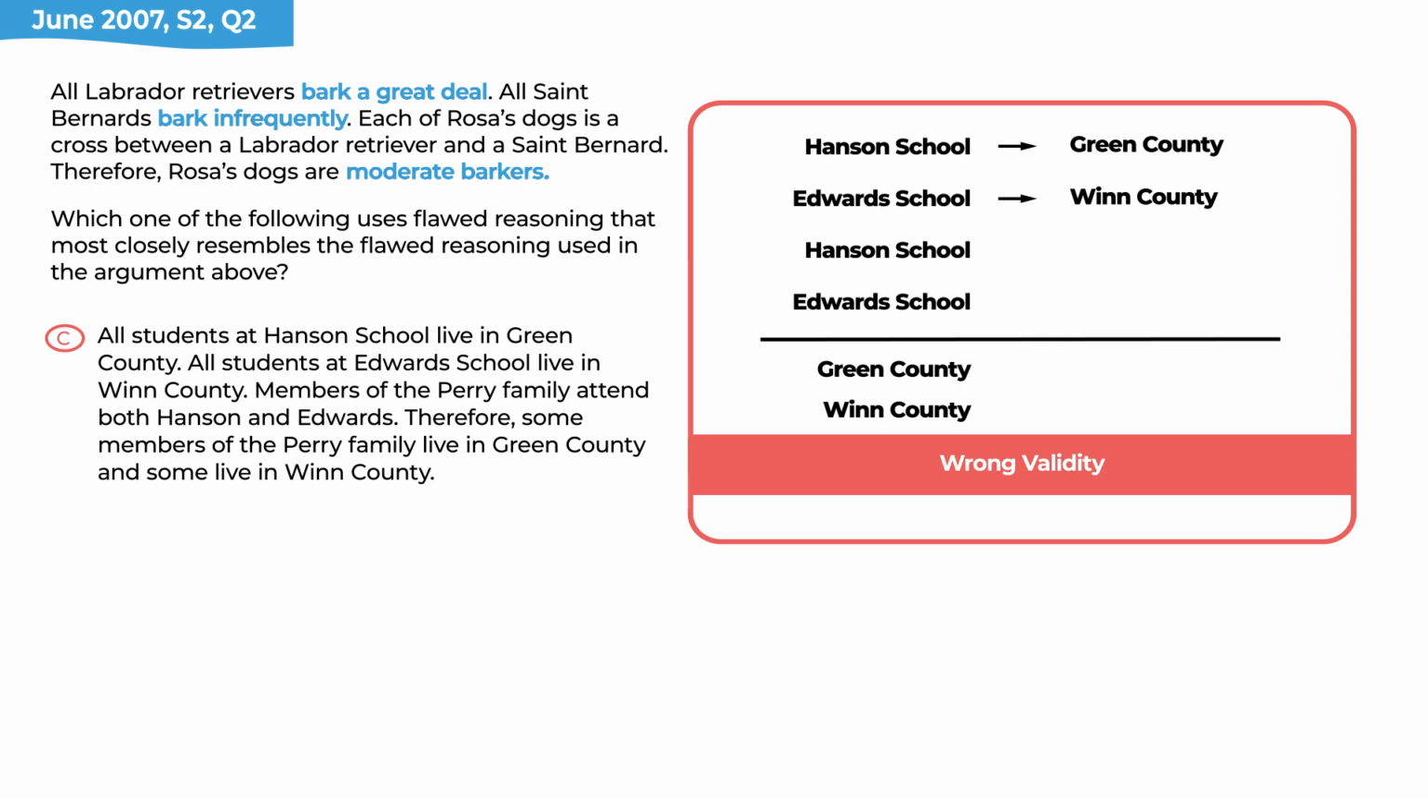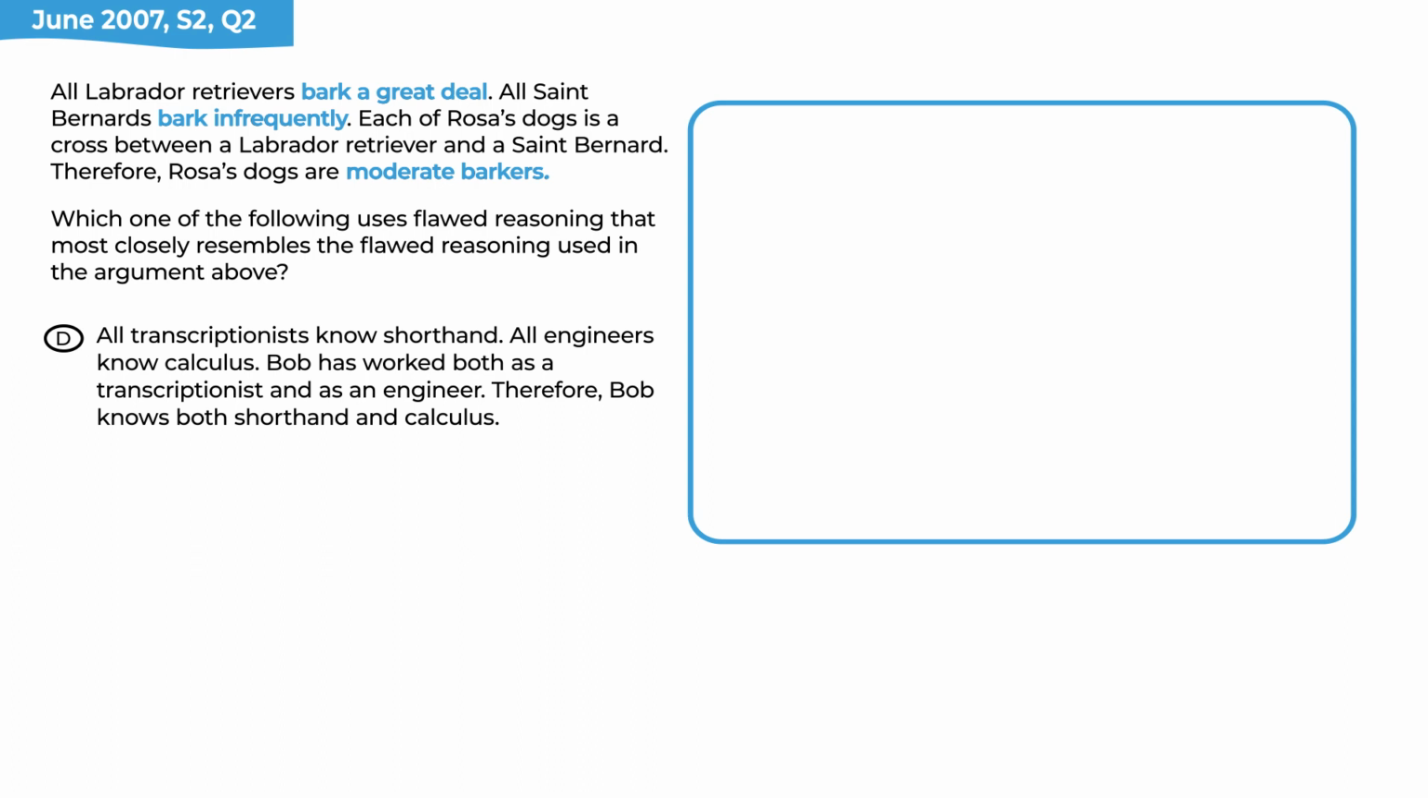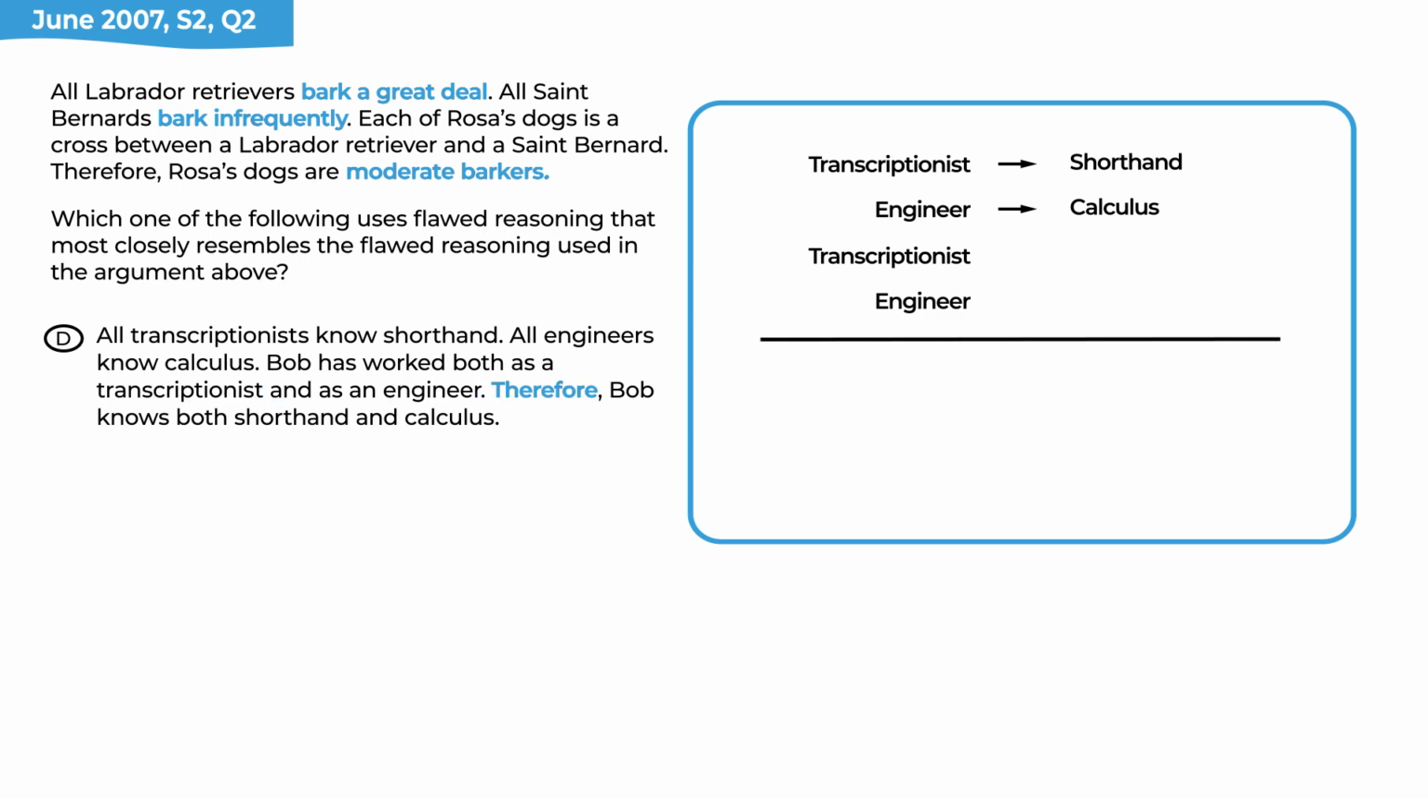Answer choice D says that all transcriptionists know shorthand. Right? So here we have transcriptionists know shorthand. And then we have all engineers know calculus. So we know all engineers know calculus. Bob has worked both as a transcriptionist and as an engineer. So Bob has both of those qualities that trigger the rule. Then we get the conclusion, therefore, followed by the claim that Bob knows both shorthand and calculus, which is the outcome of the original rules.